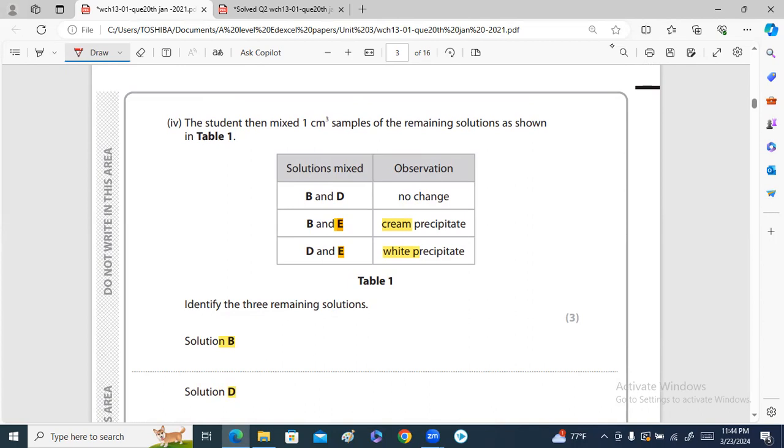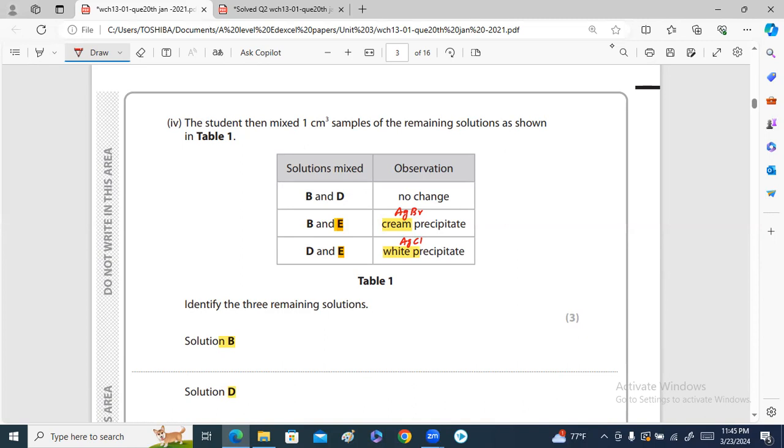The student then mixed 1 centimeter cube samples of the remaining solutions as shown in the table. The student mixed B and D, no change; B and E, D and E. So we're getting the cream precipitate. In your specification, the cream precipitate is of silver bromide and the white precipitate is silver chloride. We can also use lead 2 nitrate as well, but we'll get the same color precipitate.